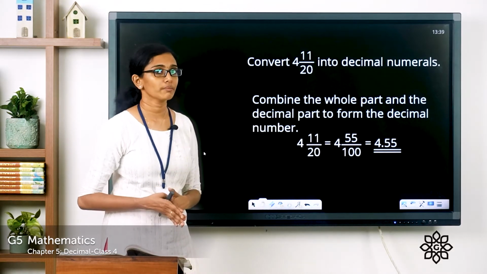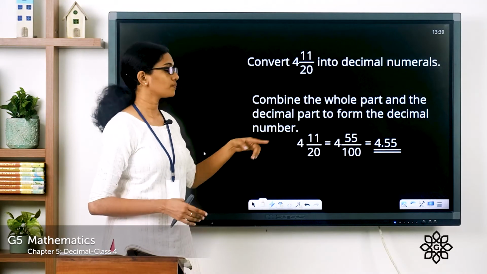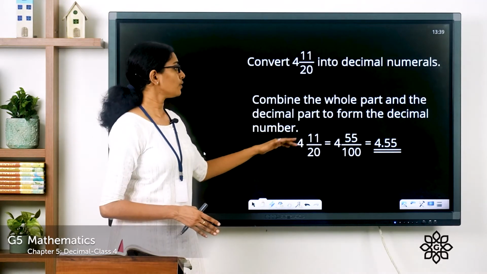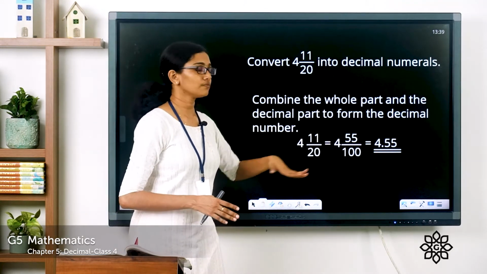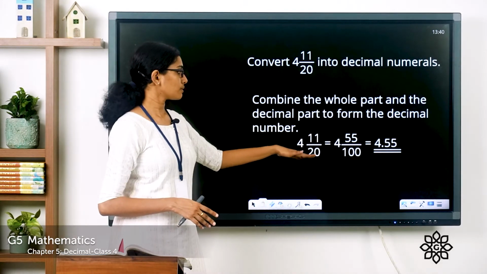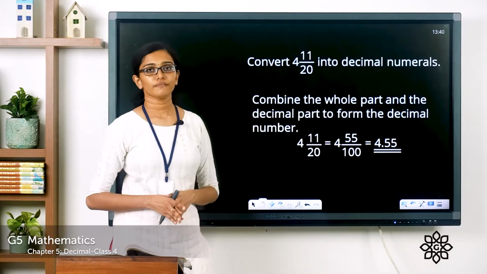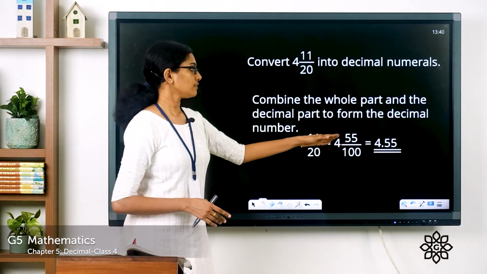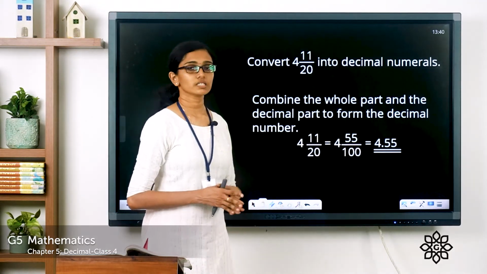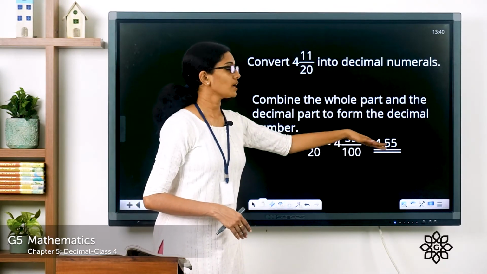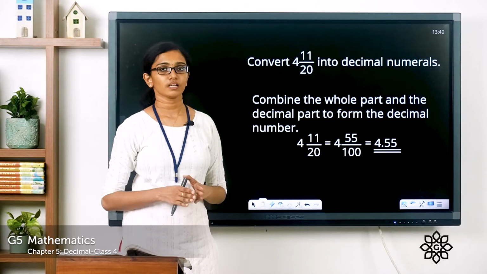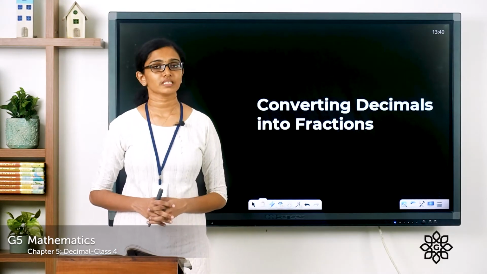So what was our whole number part? It was 4. So we can write 4 11 by 20 is equal to 4 and 55 by 100, because 11 by 20 is equivalent to 55 by 100. And we know 55 by 100 is 0.55. So it's 4.55. Clear? So I hope this is clear to you.